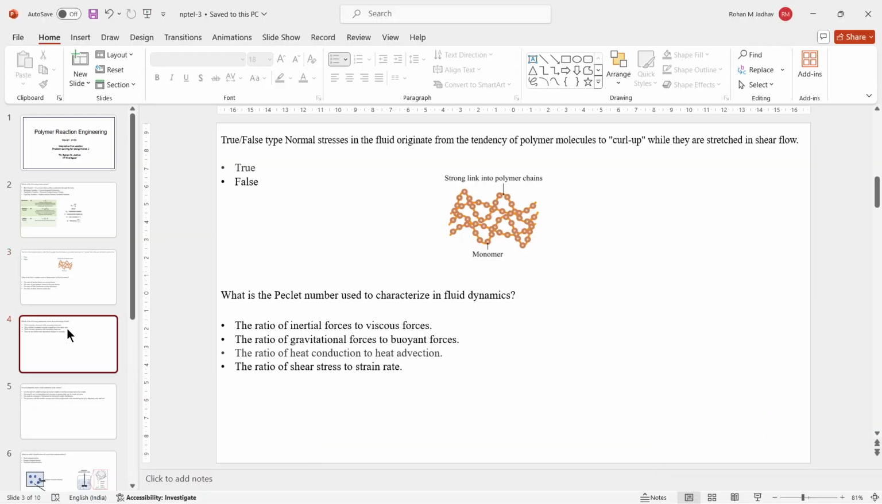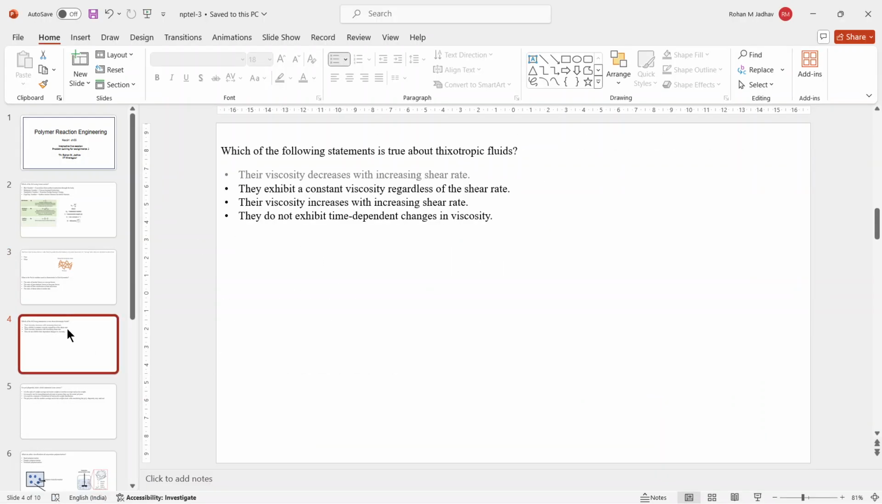And moving on to the next question. Which of the following statements is true about thixotropic fluids? First one is their viscosity decreases with increasing shear rate. Then we have they exhibit a constant viscosity regardless of the shear rate. Their viscosity increases with increasing shear rate, and they do not exhibit time-dependent changes in viscosity. So, according to the definition of non-Newtonian fluids, we have several kinds of fluids.